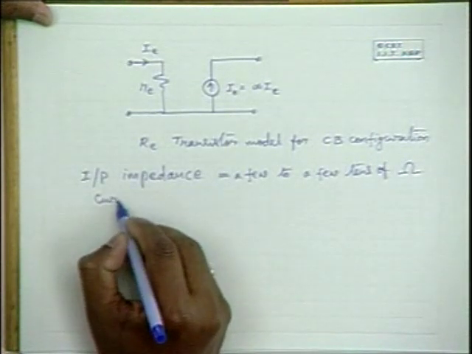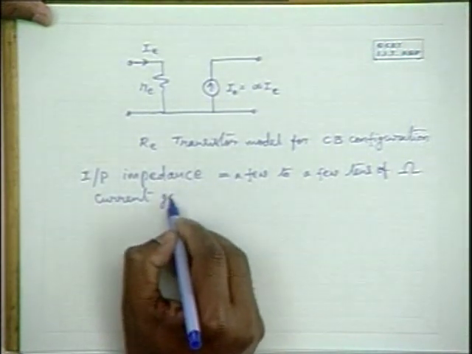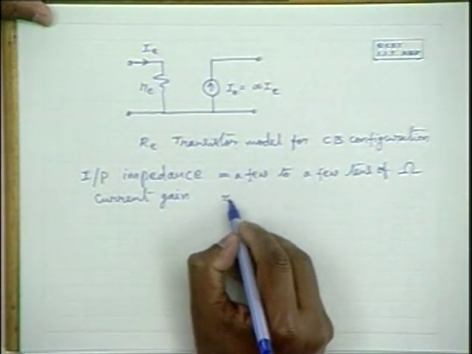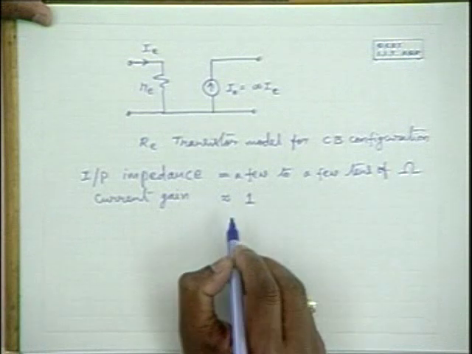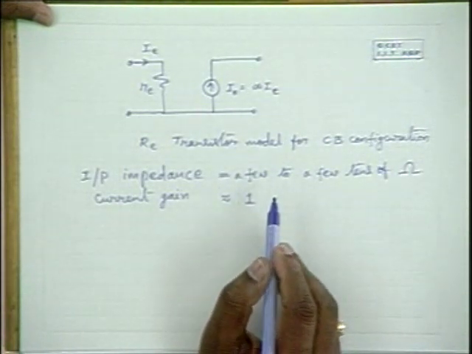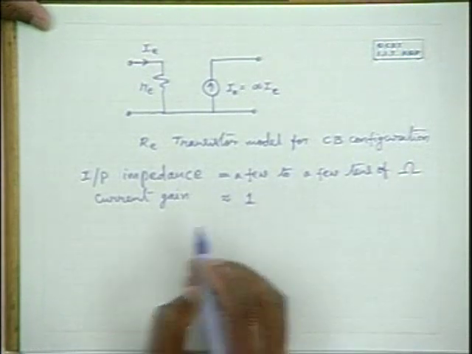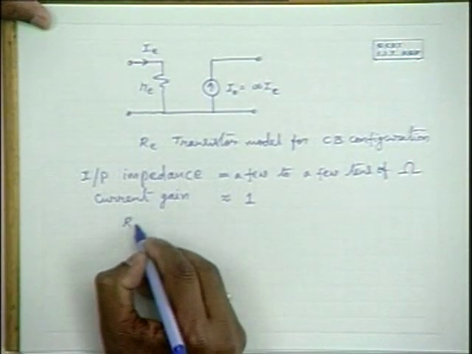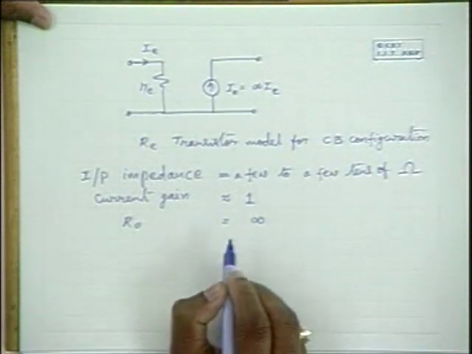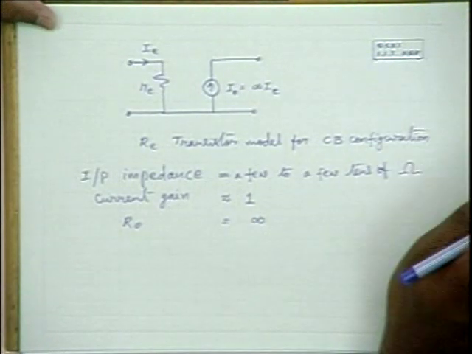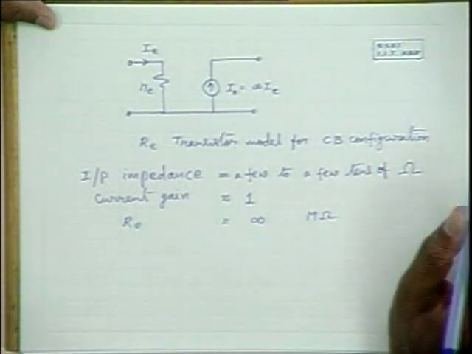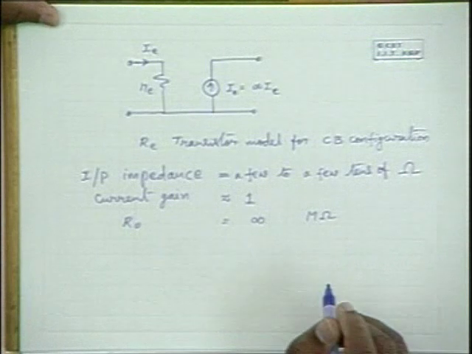So current gain is approximately 1. It is equal to alpha, which is of the order of 0.99, therefore it is approximately 1. Output impedance is very high. It is of the order of mega ohms, a few hundreds of kilo ohms to mega ohms.